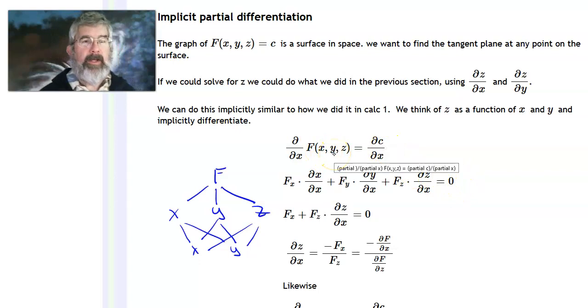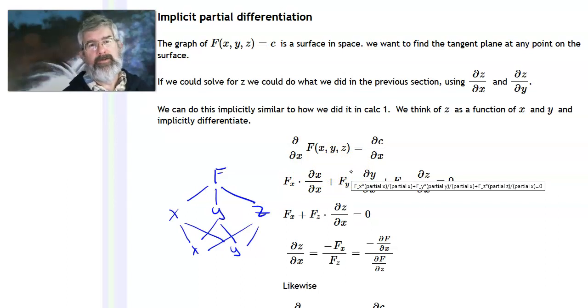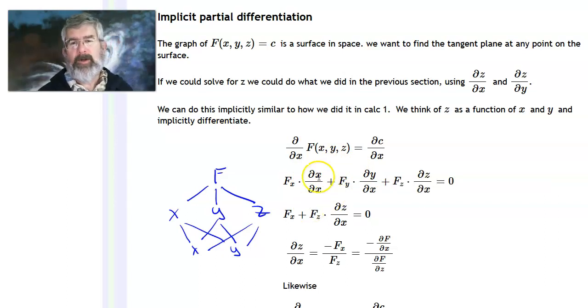Now this side, you have to keep in mind how I'm thinking of this. I'm thinking of x and y as independent variables, and I'm thinking of z as a function of x and y. So actually the diagram is here, that this function f is a function of x, y, and z. And then there's x and y, which all three of these are functions of. x is just x, y is just y, and z is some unknown function of x and y. It's not independent. So when I take the partial derivative of z with respect to x, that's not going to be 0, because they're not independent.